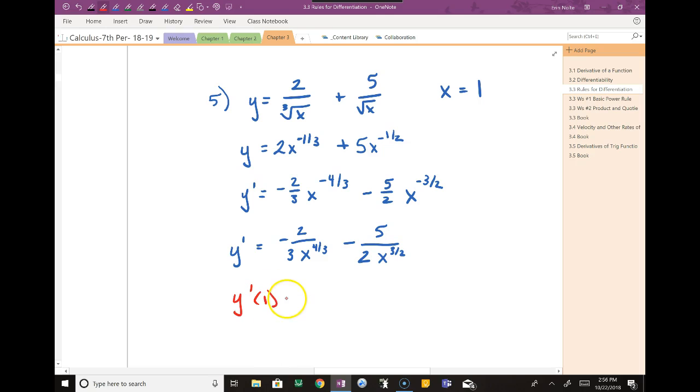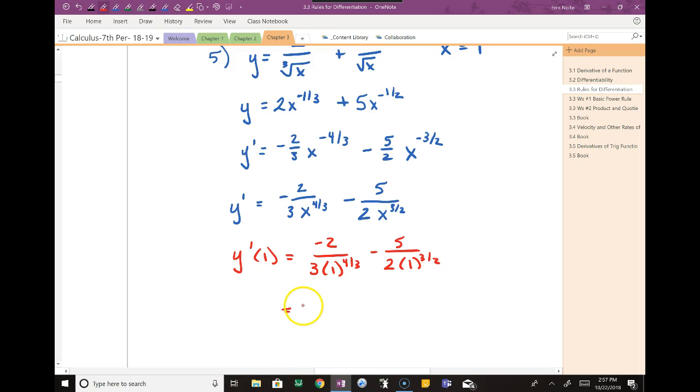So if I plug in, notice the notation for that. So plugging in 1 into the x. So first term, I'm going to get negative 2/3, right? Is everybody with me? Because 1 to the who cares power is always 1. And then what's my second term going to be?